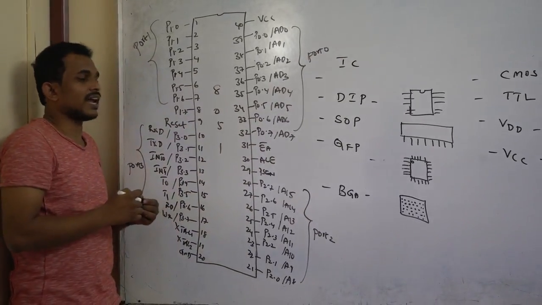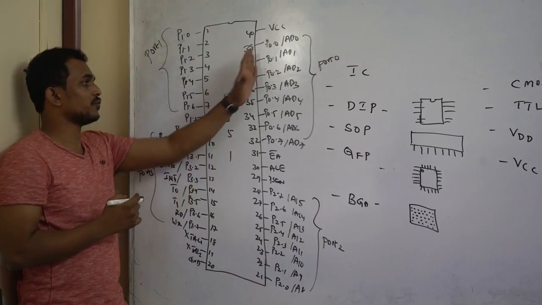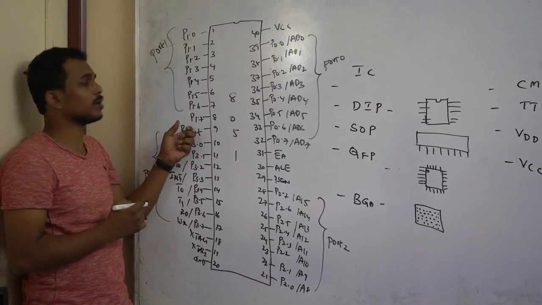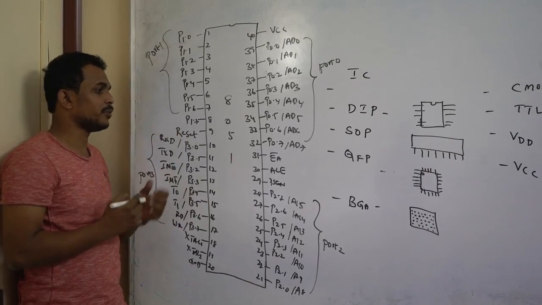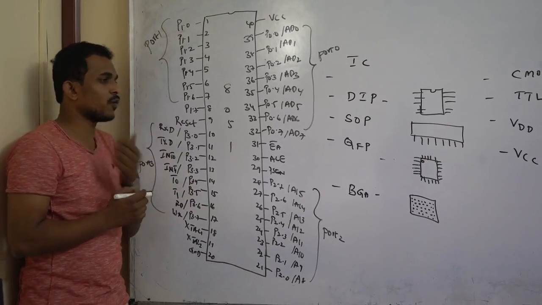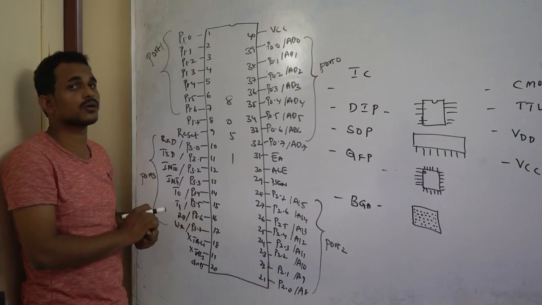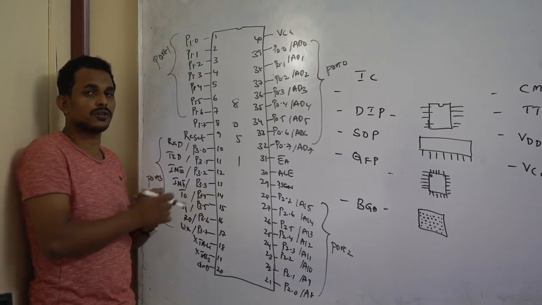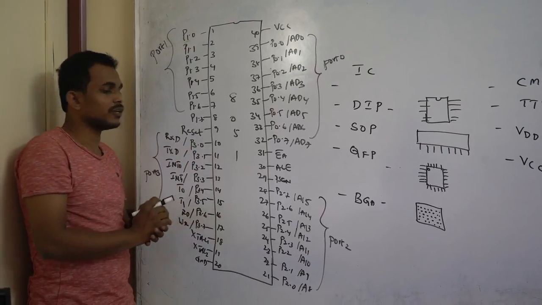So these are the other activities of the related pins of your microcontroller. Pins 1 to 8 are applicable only for port 1, and the 9th pin is reset. So generally, what is the requirement of the reset pin for your microcontroller? Whenever you want to re-execute your application on the microcontroller, you can use the reset pin.